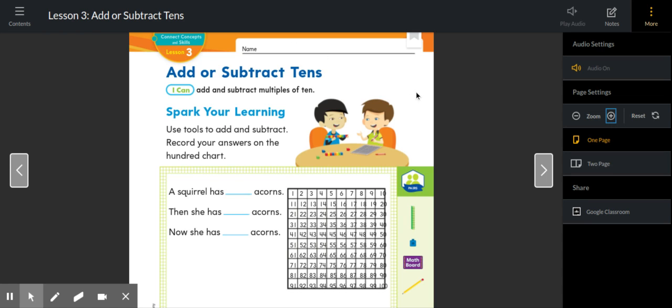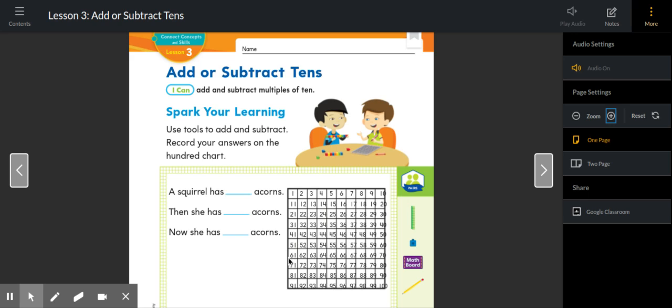Good morning. So today's math lesson is Module 12, Lesson 3. It begins on page 357. And today we're going to be talking about adding or subtracting tens. So we started out just adding tens, then we went yesterday to subtracting tens, and now we're going to be doing both. So our I can statement is I can add and subtract multiples of 10.